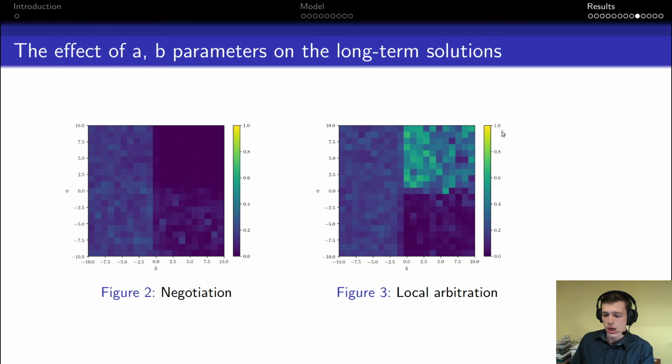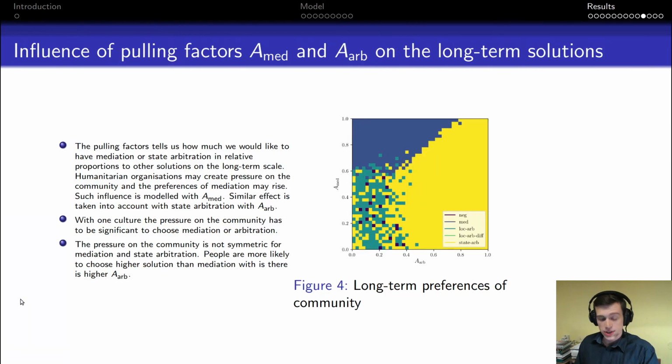Just to remind you, 1 means that the solution is used for 100% of the time per month, and 0 means that it's used 0% of the time in the end of the simulation. Now this is really interesting. If we change pooling factors so that people are preferring mediation, they will choose it. But if people are forced to use higher solutions such as police and so on, they will be forced to use it even in this region.